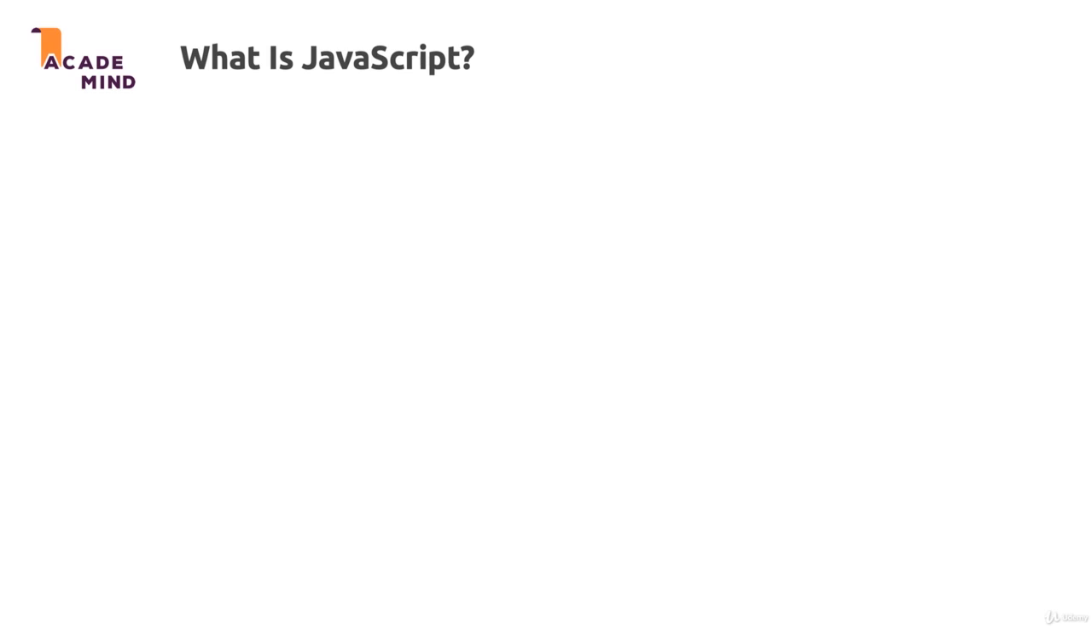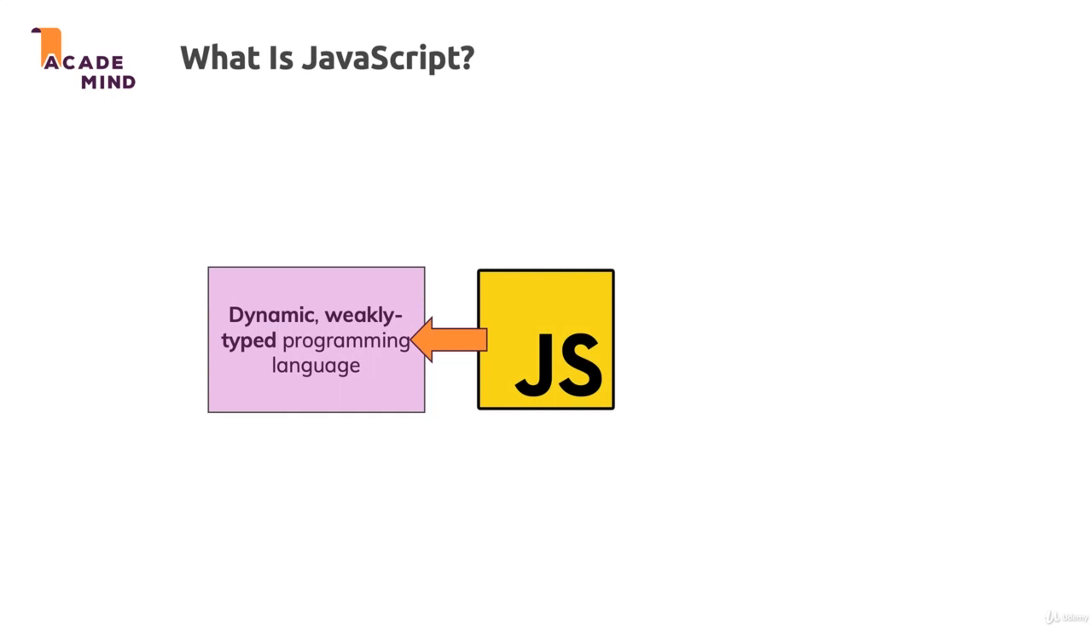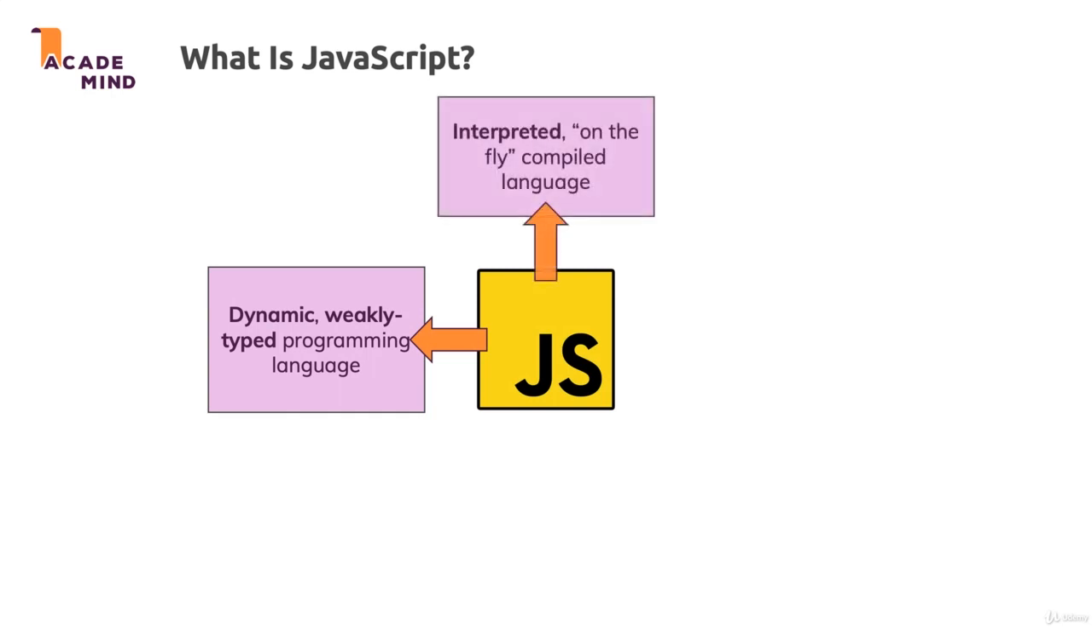So if we come back to that question of what JavaScript is, if I quickly dive into the core things we learned on this previous slide, JavaScript is a dynamic, weakly typed programming language. It's an interpreted language, which means it's compiled on the fly. It's compiled before it runs and not compiled during development as some other programming languages are.